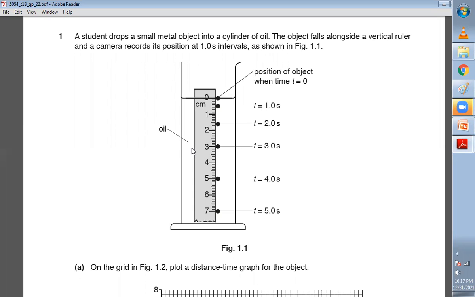So at some time, the drag of the oil, or the resistance of the oil to the motion of the ball, will become equal to the weight. So the resultant force will become zero. When the downward and upward force become equal to each other, the resultant force will become zero. So the acceleration will become zero, and that's why the body will move with a constant speed.